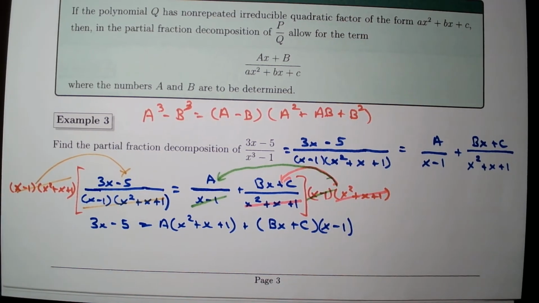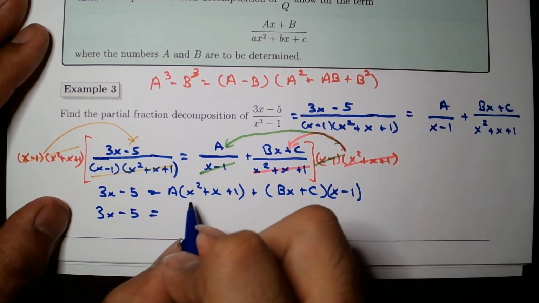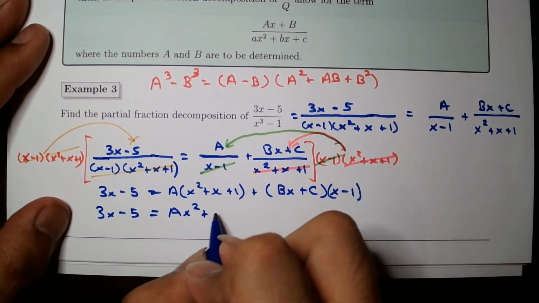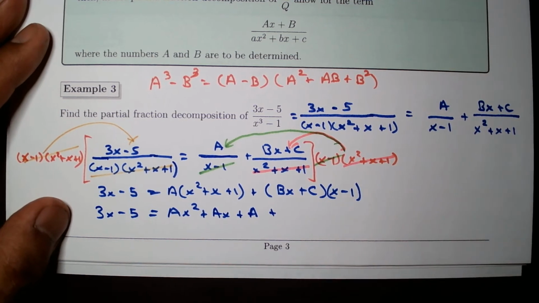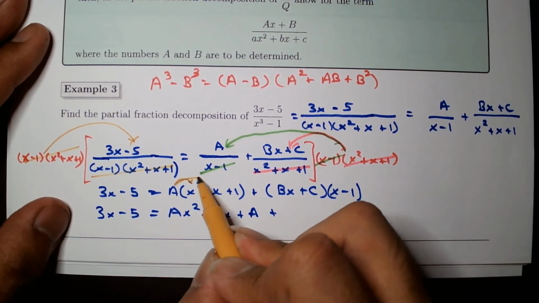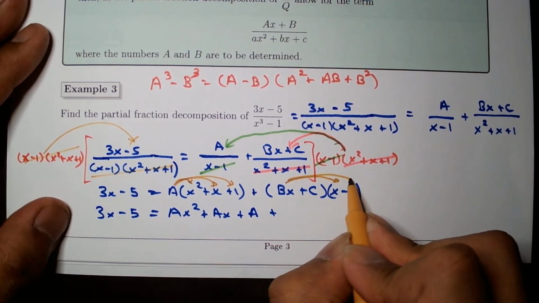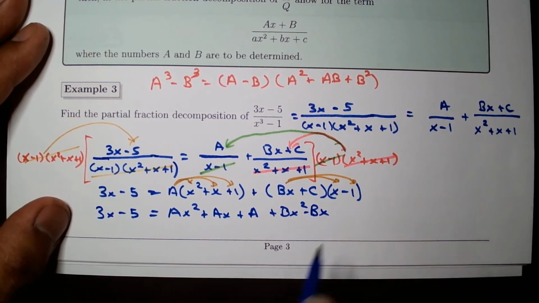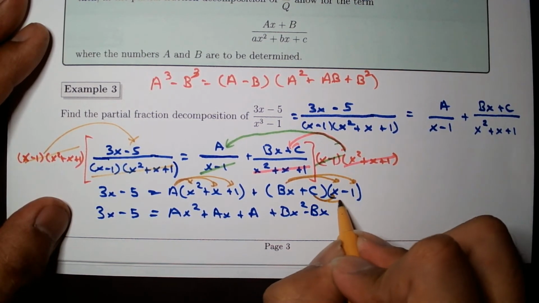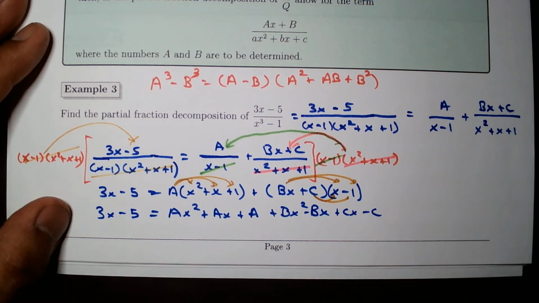All right, so this one is going to take a couple of distributions, not that much. So 3x minus 5 equals, I'm going to distribute this as ax squared plus ax plus a. And let me just indicate what was done: distribute, distribute, and distribute. And we would have to FOIL this, bx times x and bx times negative 1, giving us bx squared minus bx. And last but not least, c times x, c times negative 1, giving us the quantities cx and minus c.